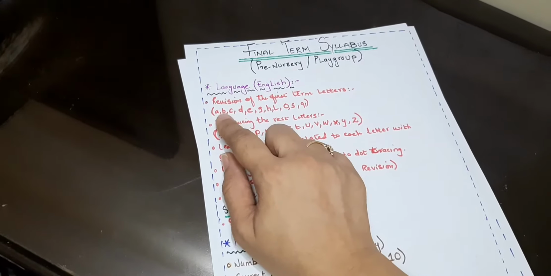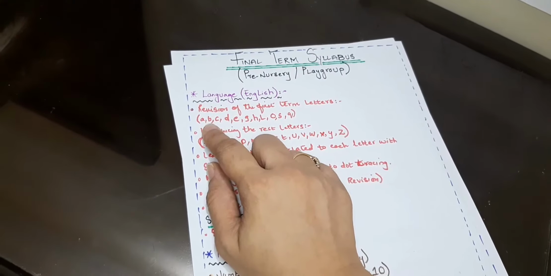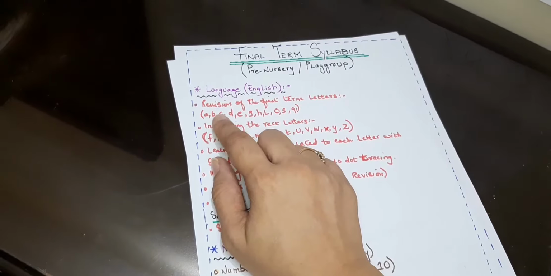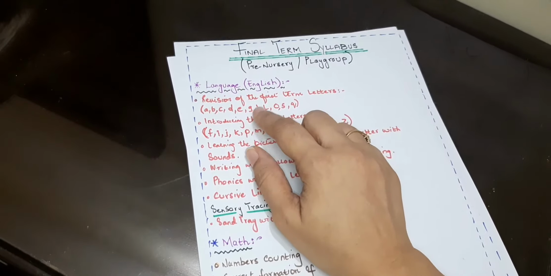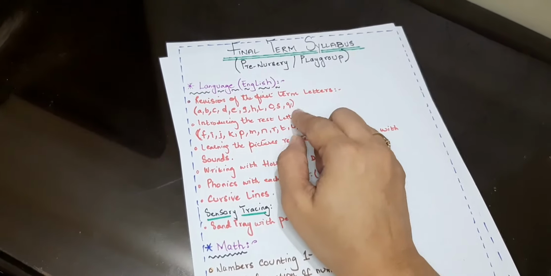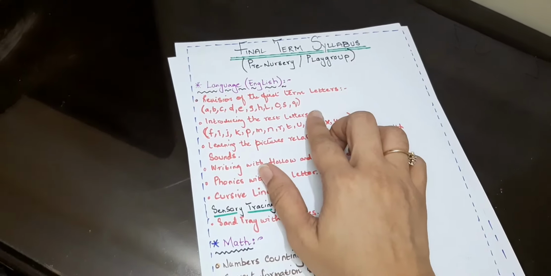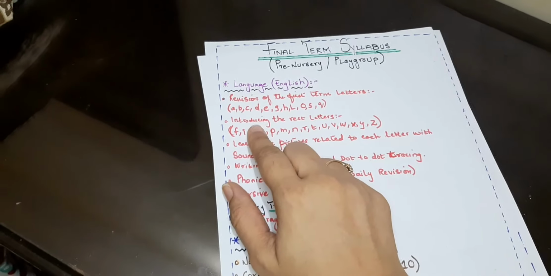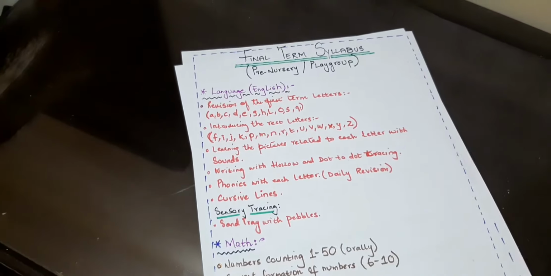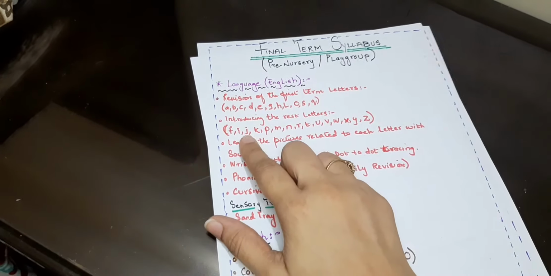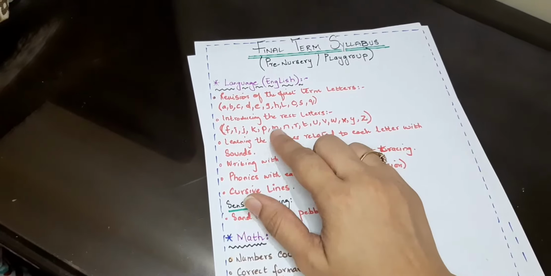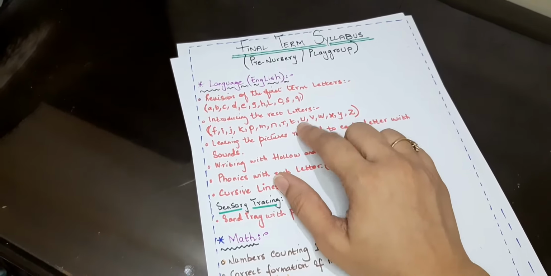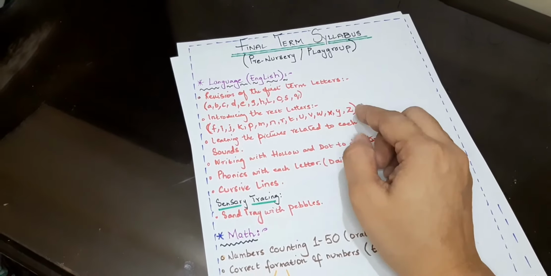So the letters that you need to revise with them are A, B, C, D, E, G, H, L, O, S, and Q. Once they're done with learning the sounds and the writing, you will move on to the next letters, that is F, I, J, K, P, M, L, R, T, U, V, W, X, Y, and Z.